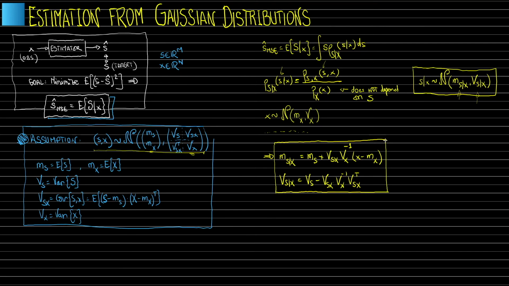Both equations are interesting. The first thing we can say is that the mean of S given X is the mean of the posterior distribution, so this is the expected value of S given X, and this is exactly what we were looking for. Therefore, this is the estimator that we were looking for. The parameter MS given X is exactly the formula of the estimator.